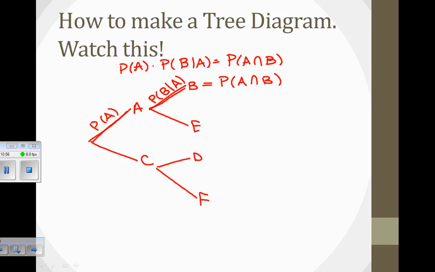So let's do it on a different branch. Let's say here we started with the probability of C. And this guy would be what? That would be the probability of F given C has already occurred. So overall, that would be the probability of C and F. So that's your basis of a tree diagram where all the parts come from.